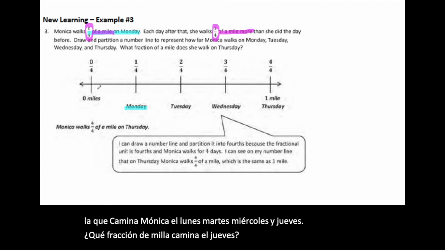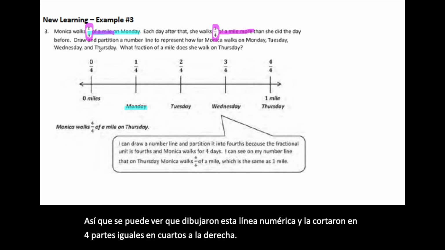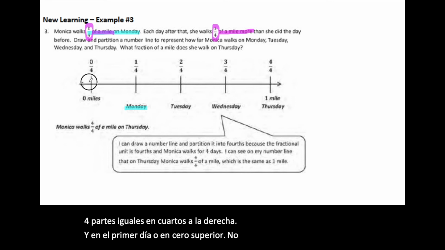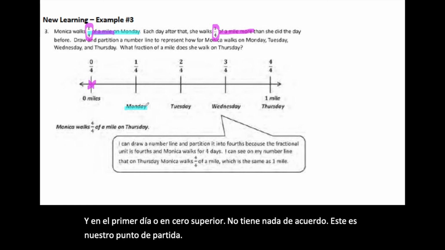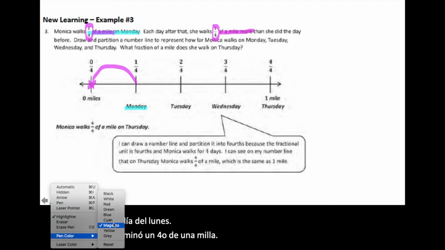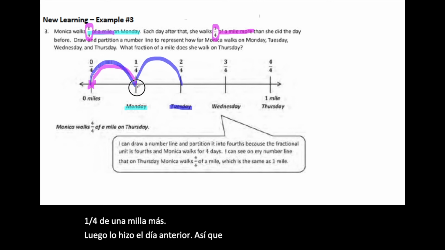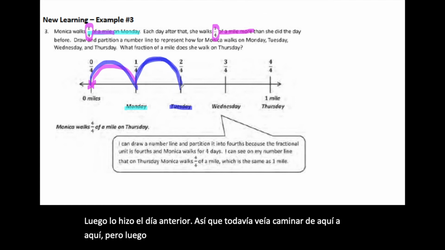So you can see they drew this number line and they cut it into 4 equal pieces, into fourths, right? And on the first day, or at the 0, it's nothing, right? This is our starting point. On the first day, on Monday, Monica walked 1/4 of a mile. The next day, she walked 1/4 of a mile more than she did the day before. So she still walked from here to here, but then she did another 1/4 of a mile.